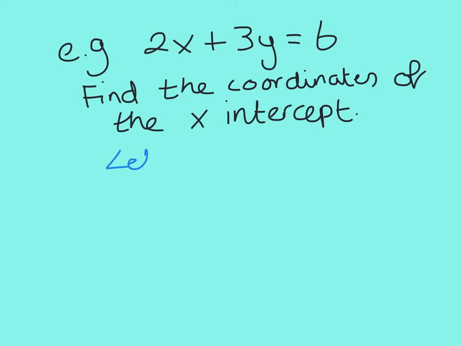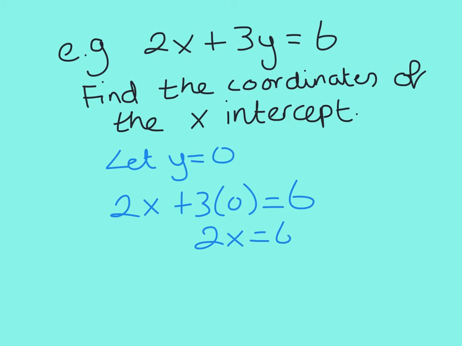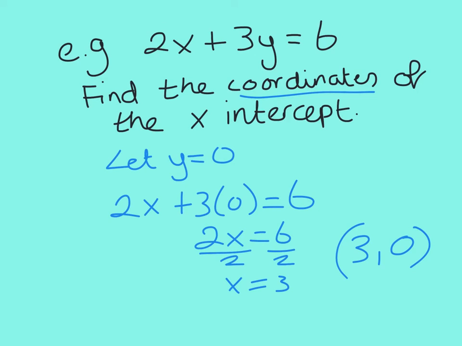Okay, so if we let y equal 0, then what we have is 2x plus 3 multiplied by 0 equals 6. That will give me 2x is equal to 6. Divide both sides by 2 and I get x is equal to 3. So my coordinate is going to be (3, 0). And it's at that point that the line 2x plus 3y equals 6 crosses the x-axis.